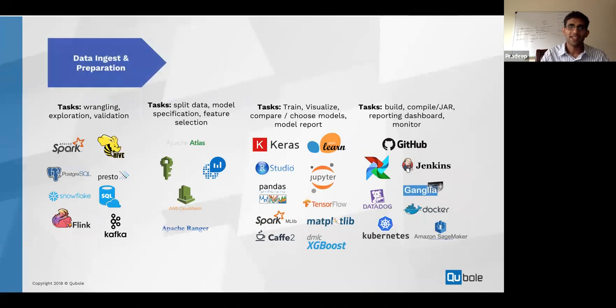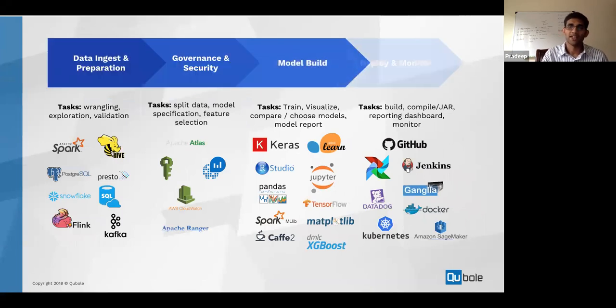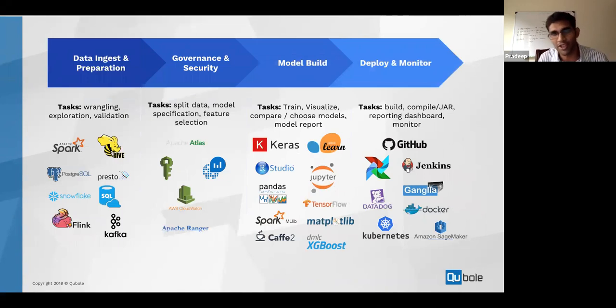Data is one piece of the puzzle. You also need the right tooling. You need to pick the right tool for the right job. You need to embrace that choice, be it data preparation, ensuring governance and security, model building, or deployment of that solution. You need to be able to pick the right tool for the right job.